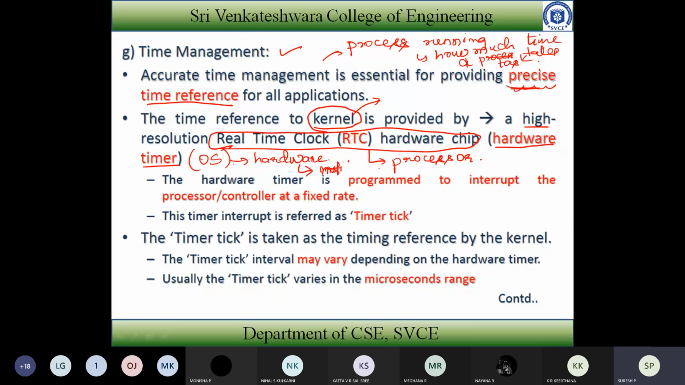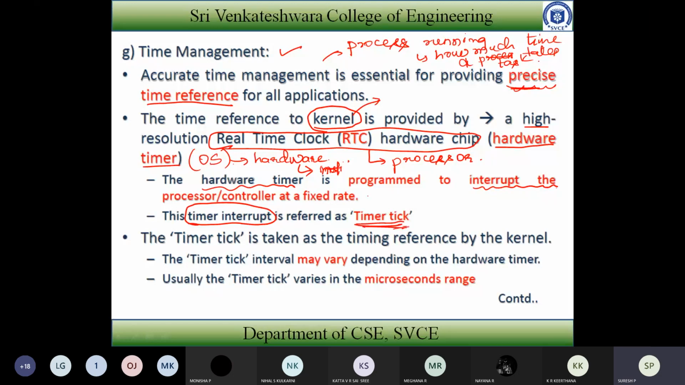Now if we talk about the hardware timer, that particular timer is programmed to interrupt the processor. That interrupt which you have programmed will be controlled at a fixed rate. The timer interrupt you are going to have here is basically referred to as a timer tick.